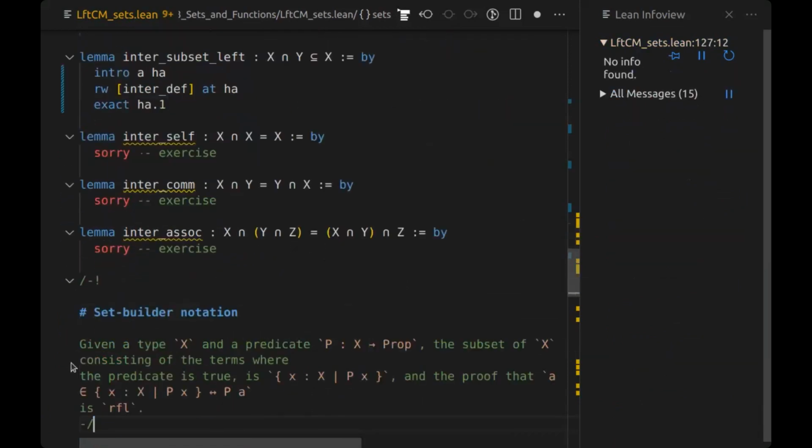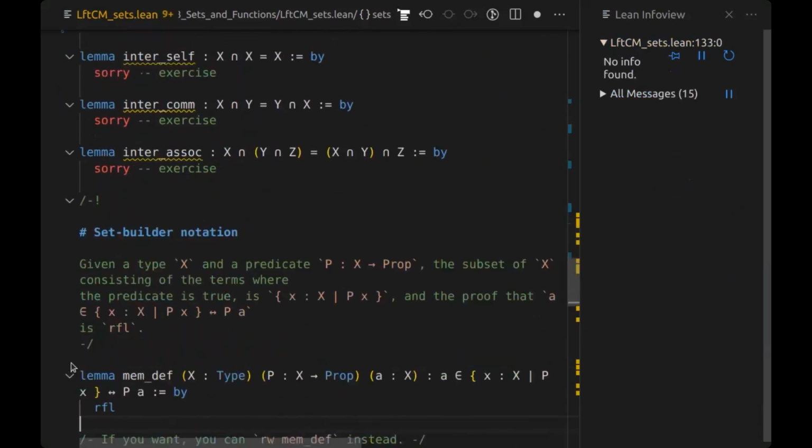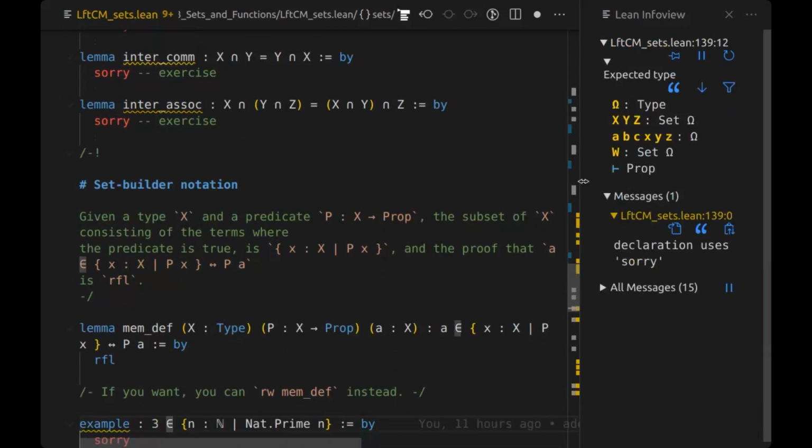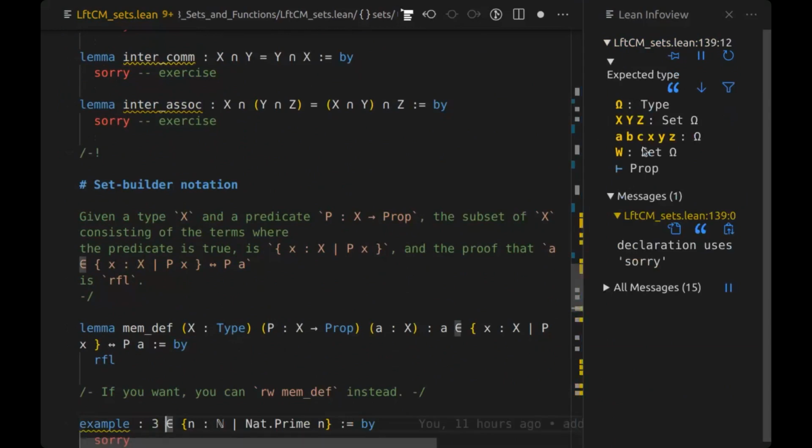There are some more exercises about intersection here. Now, the next thing is that we can use the usual notation to define sets. Whenever we have a type X and a predicate P that goes from X to Prop, then we can define the set of elements x in the type X such that the property is true for x.